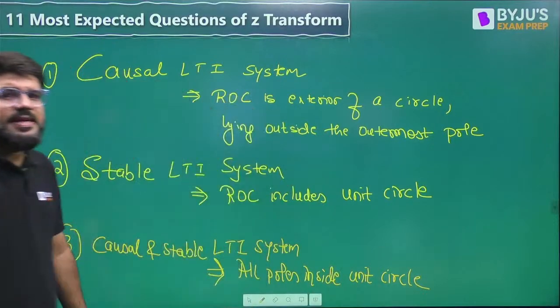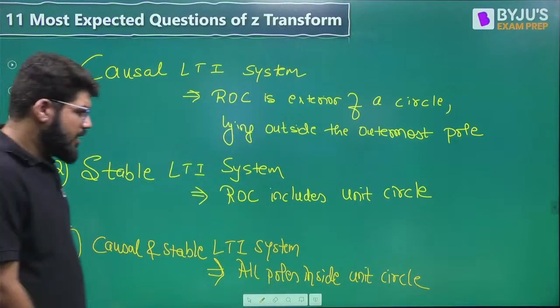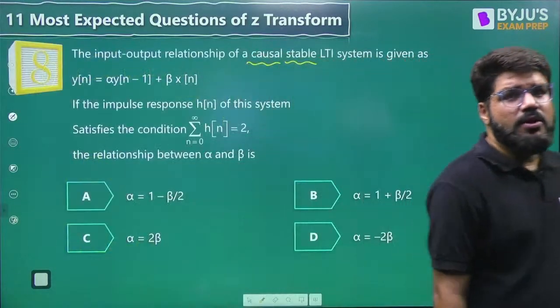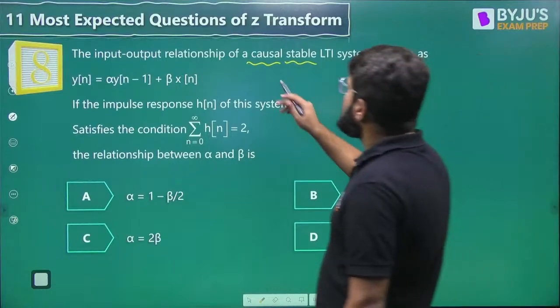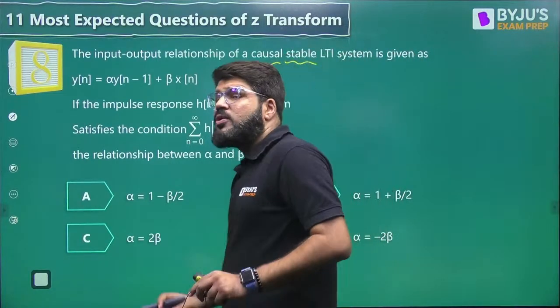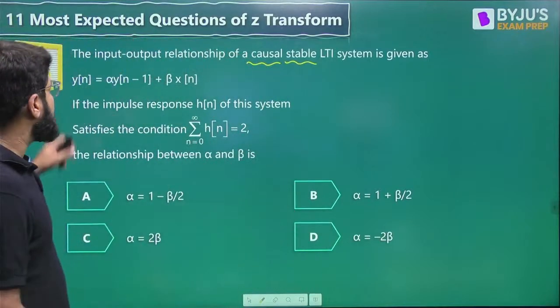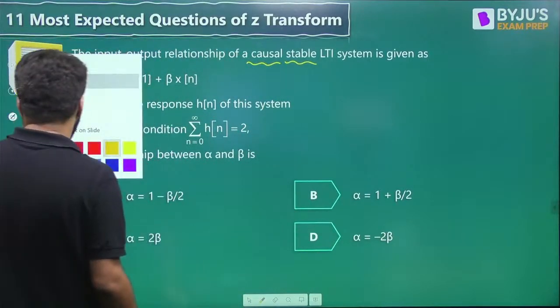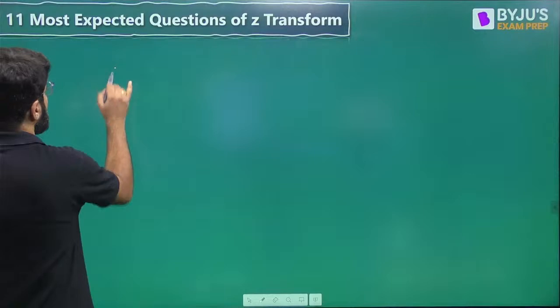All the poles inside the unit circle. So now guys, let's have a look into the question here. The input-output relationship of a causal stable LTI system is given to you. So can I find out the poles of this system by the given difference equation? Why not? What is given to me?